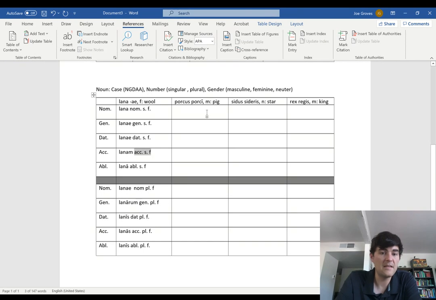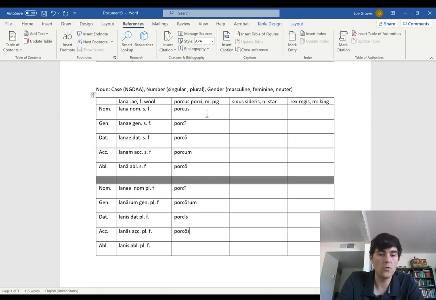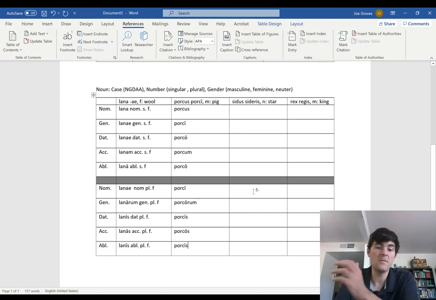Now, if we did the same thing with the pig, we decline our pig. You have porcus. Well, he's nominative singular, masculine, because pig is just defined to be masculine. Then we would have porci here. This would be genitive singular. Porco, porcum, and porco. If you go down here, you'll have porci, porcorum, porcis, porcos, and porcis.